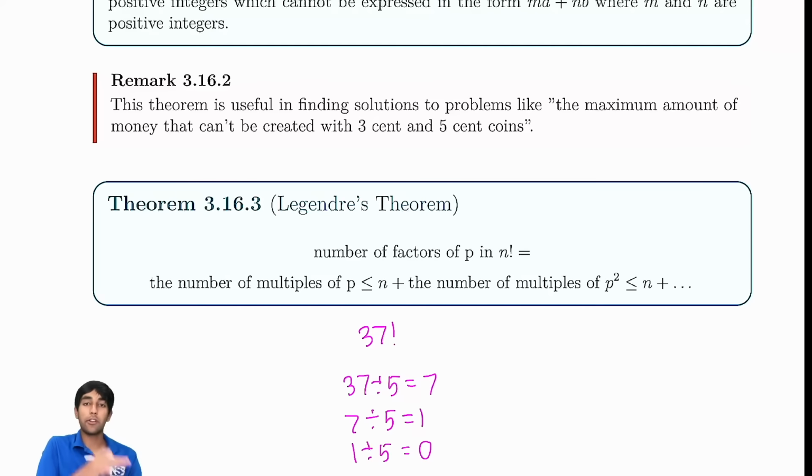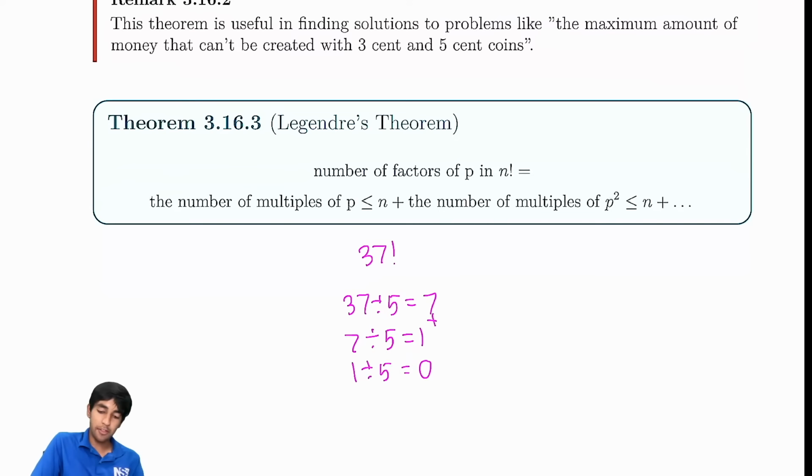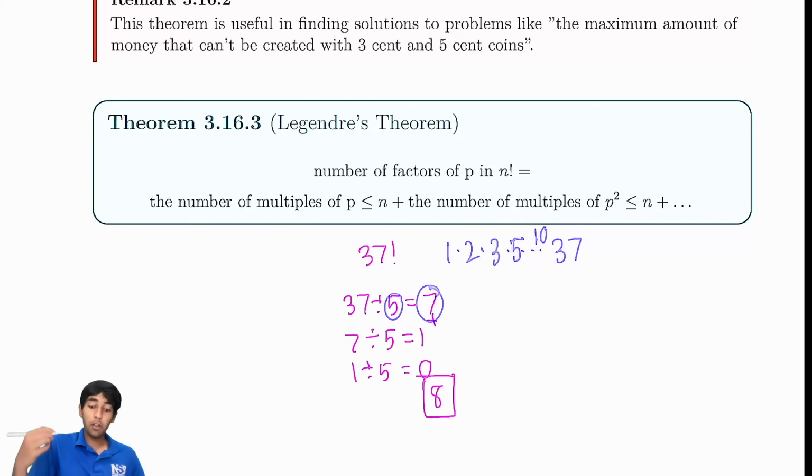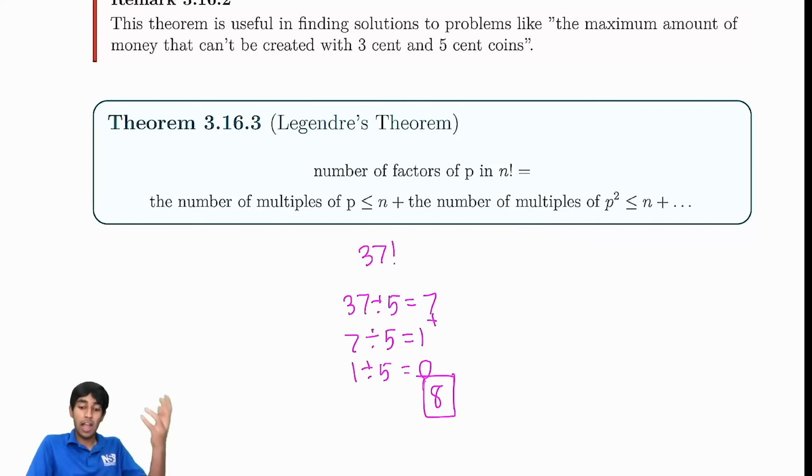Again, we're always ignoring remainders here. And then we just add these all up. That's the standard trick for Legendre's formula. The reason is that from 1, 2, 3, all the way till 37, the number of multiples of 5 in this factorial expansion is going to be 7. The number of multiples of 25 in this expansion is going to be related to the number of multiples of 5, right? 5, 10, all the way till 35.